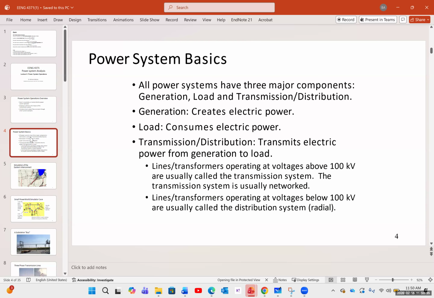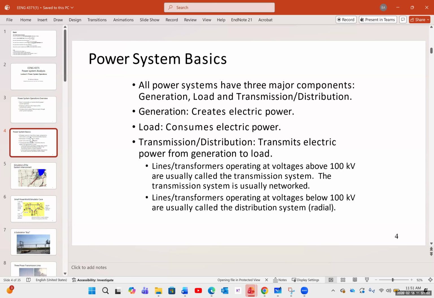Lines and transformers operating at voltages above 100 kilovolts are usually called the transmission system. The transmission system is usually networked between different regions, states, even countries. Lines and transformers operating at voltages below 100 kilovolts are usually called the distribution systems, or radials.